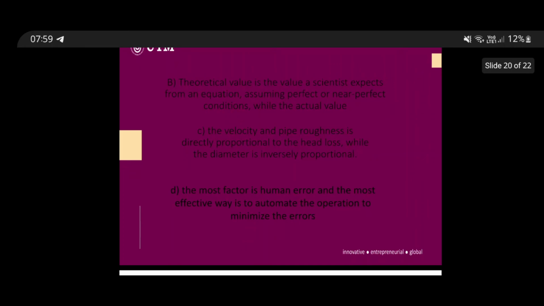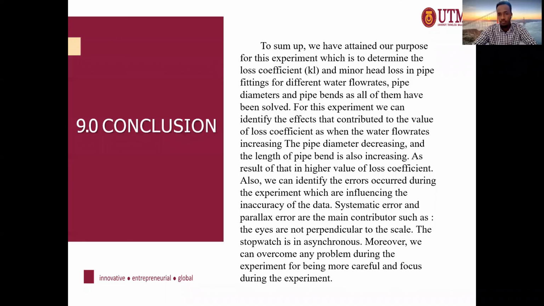The last point here is what are the main factors that affect the experiment. Of course, the main factor is the human errors that happened in the lab, and like most big companies and industries do, the most effective way is to automate the operation to minimize the errors.